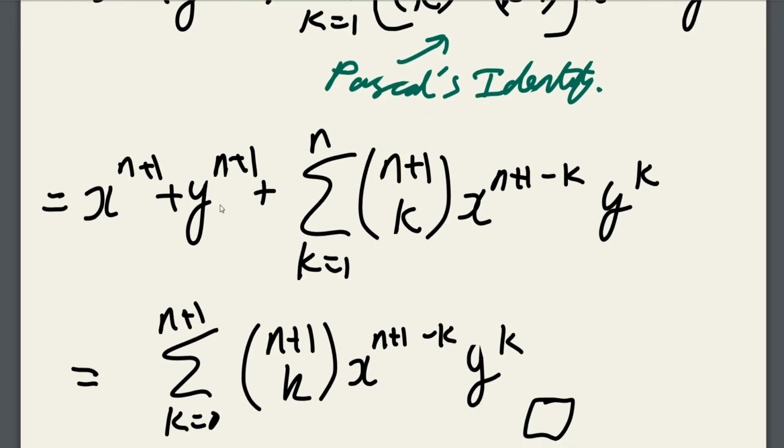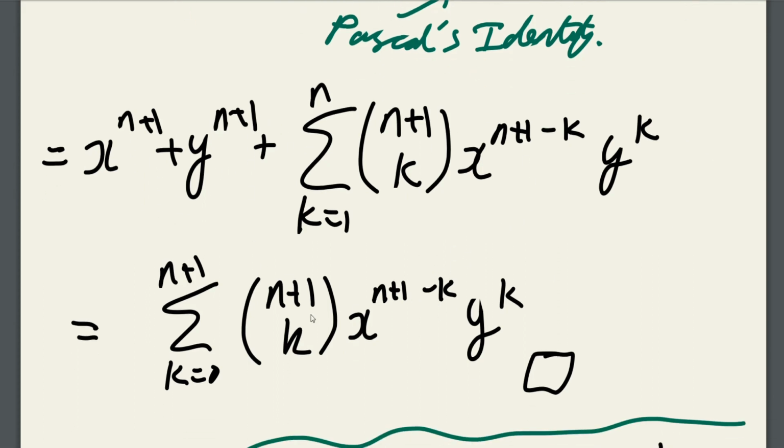The next thing to notice is that if we were to plug in k equals 0 to here, we'd get x to the n plus 1, which just so happens to be this term over here. Equally, if we were to plug in k equals n plus 1 here, we'd get y to the n plus 1. So, if we absorb both of these terms back into the series, we get the sum from k equals 0 to n plus 1 of all of this. And that just so happens to be the form that we need it in for the binomial theorem to work.